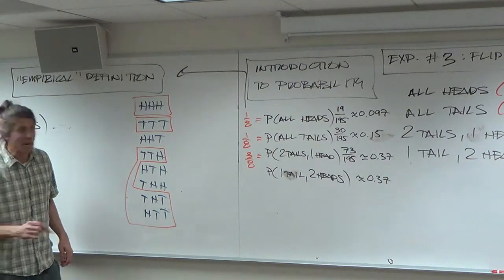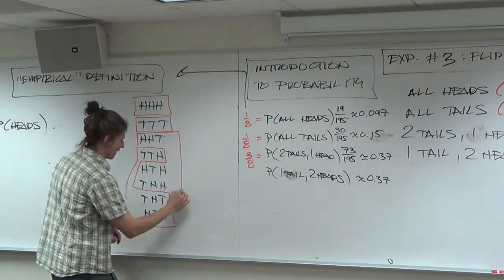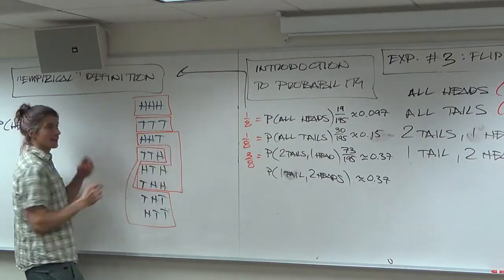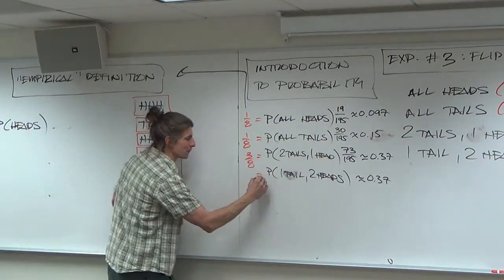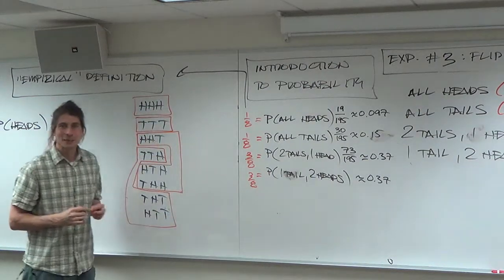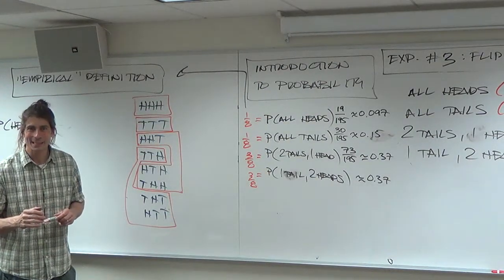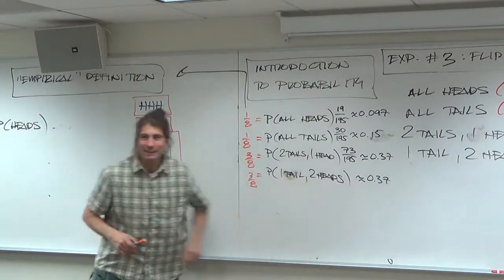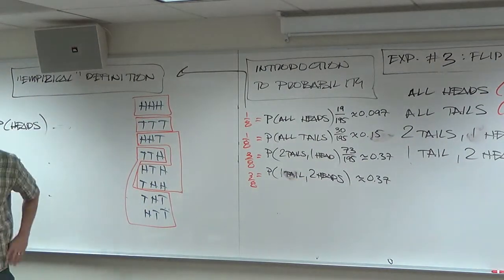And guess who else is 3/8? 2 heads, 1 tail, which is also 3/8. Pretty slick, huh? So, our original guts led us kind of in the right way.